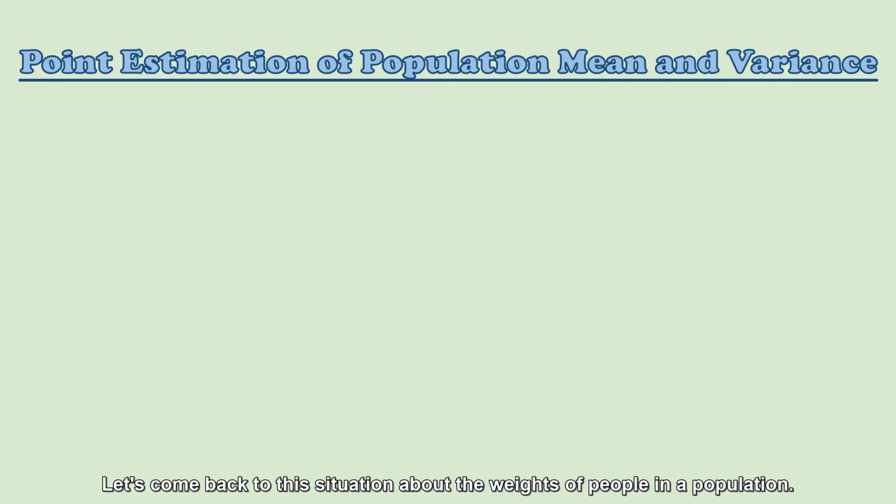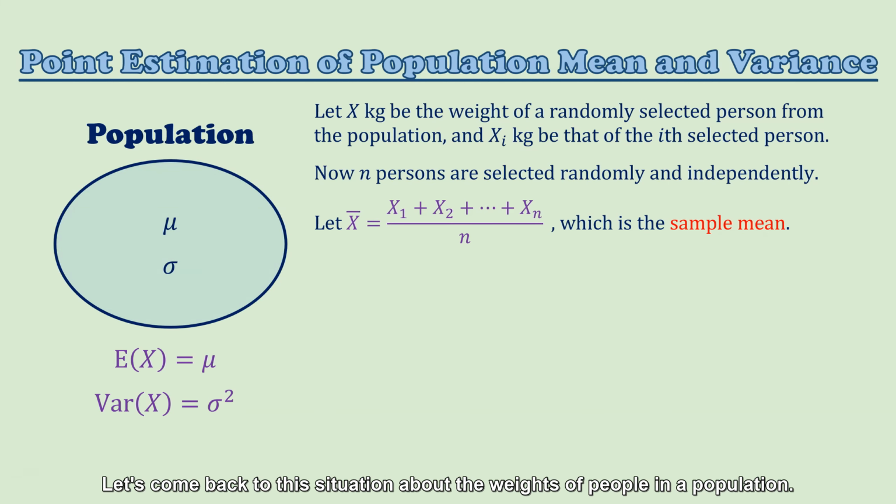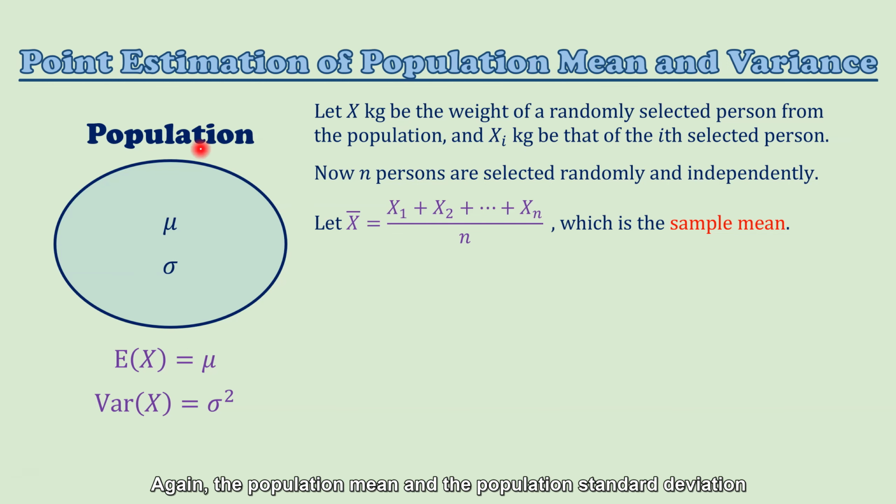Let's come back to this situation about the weights of people in a population. Again, the population mean and the population standard deviation are denoted by mu kg and sigma kg respectively. And we let x kg be the weight of a randomly selected person. We let x bar kg be the mean of the weights of the n selected persons. And we have learned that this quantity is known as the sample mean.